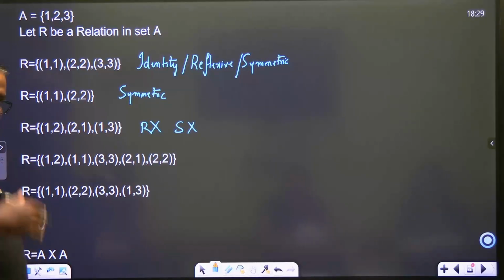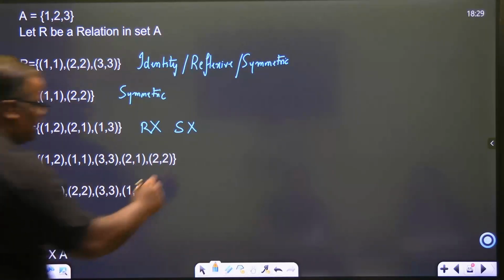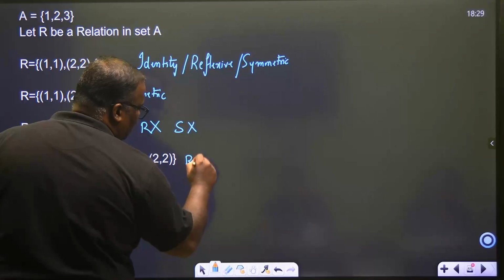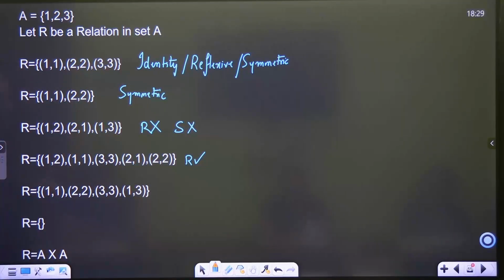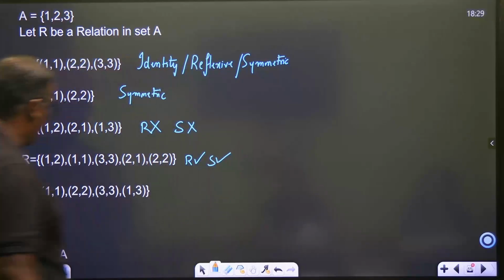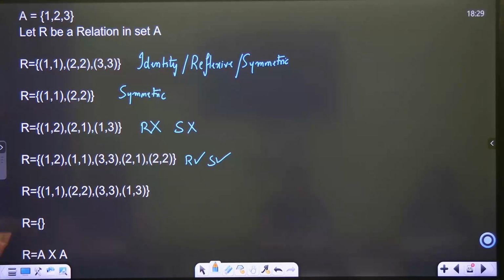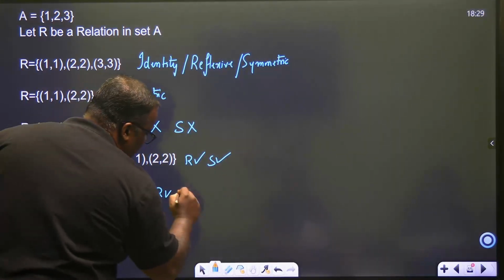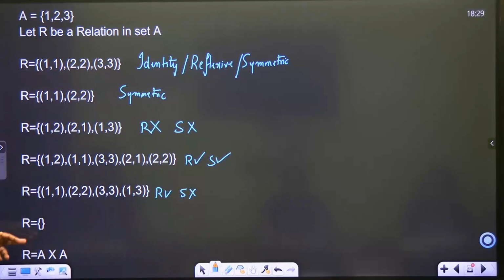Is it reflexive? Yes, it is reflexive because this is a particular one which qualifies the mandatory criteria as well as the optional one, and this is symmetric also. How about this? (1, 1) qualifies, (2, 2), (3, 3). So up till this much we can say it is reflexive. Symmetric, it fails because for this one we don't have its pair. So I'll call this reflexive. For symmetric, this fails. How about the null set?